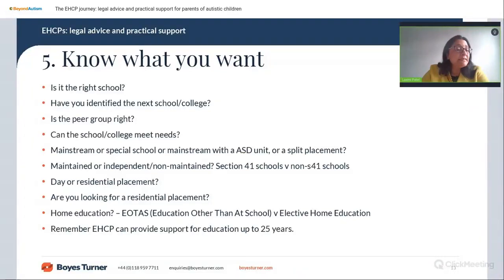Look at whether your child needs a day or residential placement. That's an option. And look at home education, but be aware that there is a difference between elective home education, which is where parents have chosen it but the local authority hasn't agreed, and EOTAS, which is education other than at school, where it's agreed that the child cannot attend school. There is no suitable placement at present, and therefore the local authority will agree EOTAS, which means they will then fund provision that's set out in the EHCP and provide funding for home education. And do remember that the EHCP can go up to 25 years, provided that learning outcomes haven't been met yet.